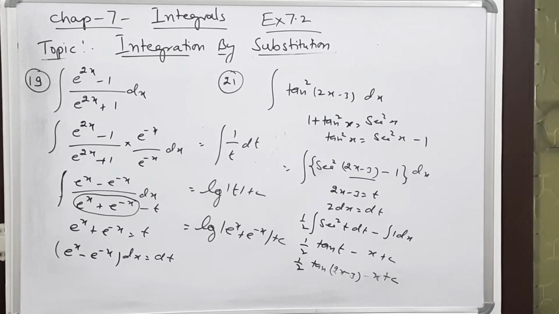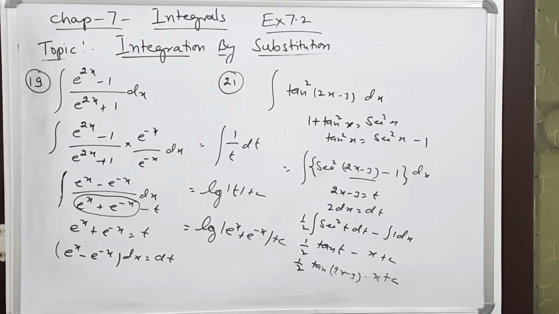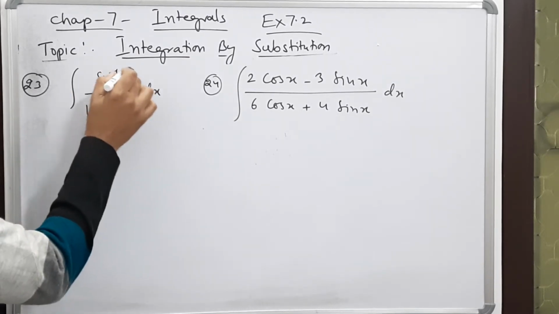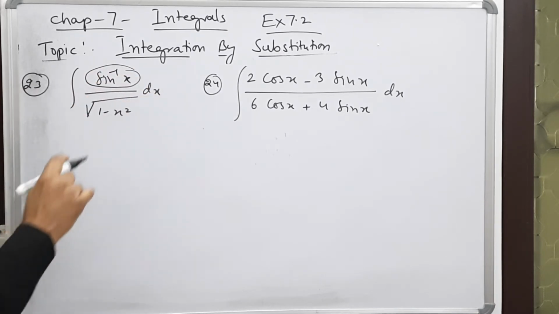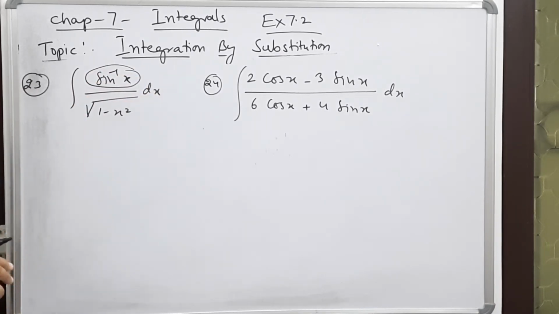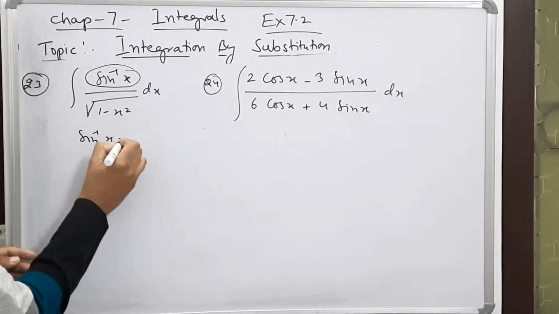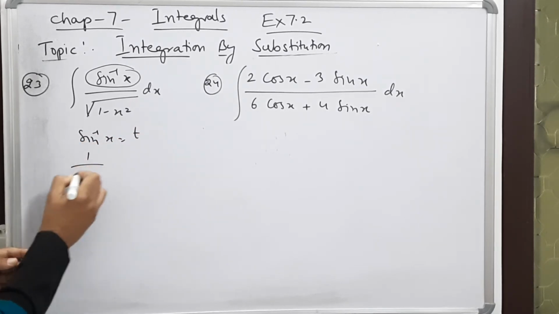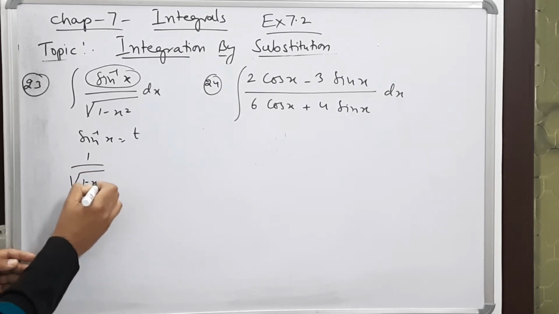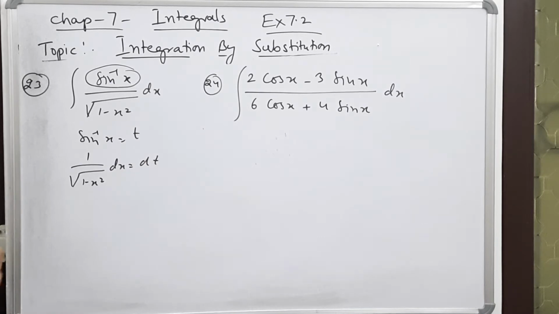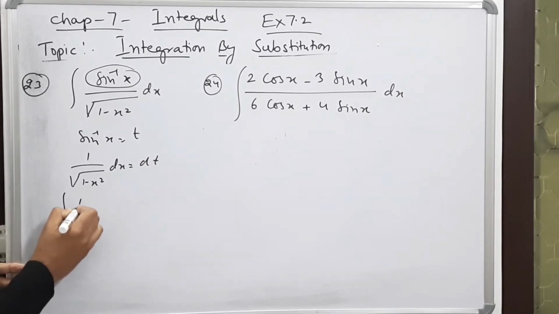I am taking more sums. Yes, see this sum now. Here the function is sine inverse and the derivative is 1 upon root 1 minus x square. So we can say sine inverse x, we can take t, then 1 upon root 1 minus x square dx will be dt. So the sum will take the t dt form.